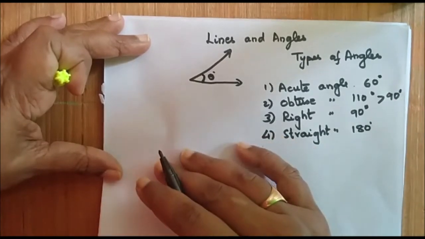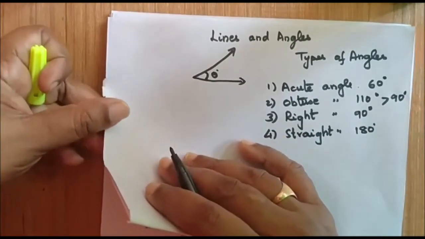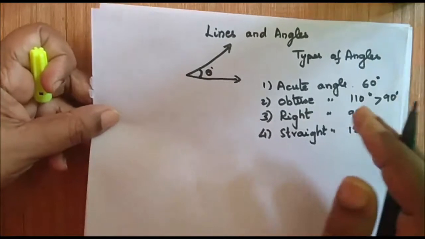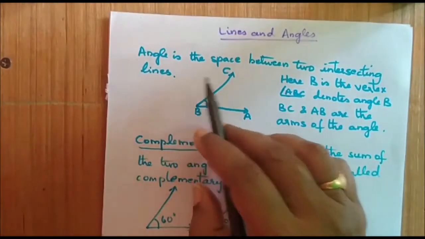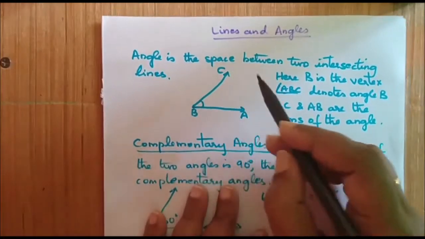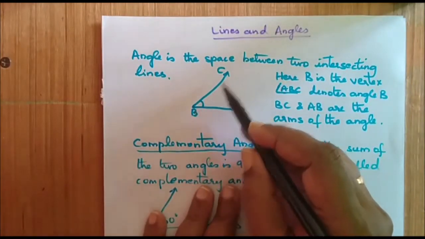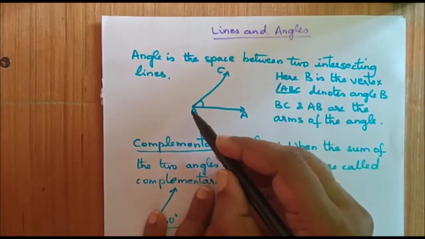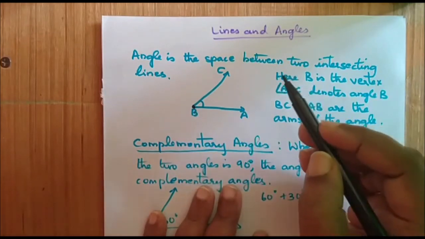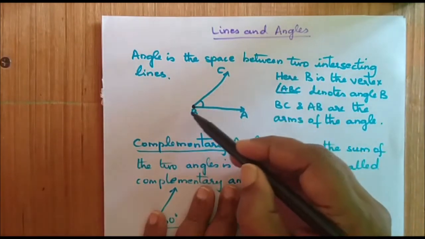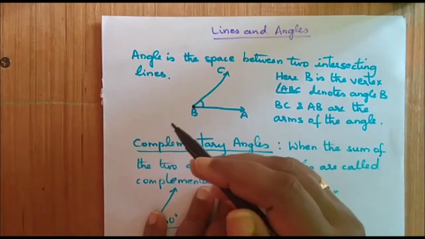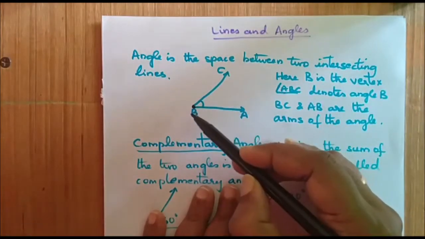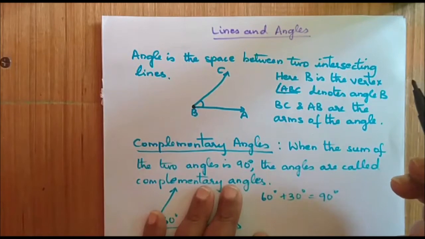So these are the basic things which we had learnt in the lower classes. Now in today's class we'll see more about angles. An angle is the space between two intersecting lines. Here I have an angle ABC or CAB, I can tell it in any order. In that, B is the vertex of the angle and BC and AB are the arms of the angle. So these are the properties of an angle.